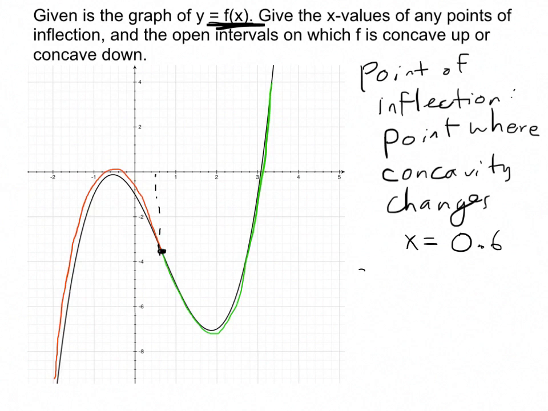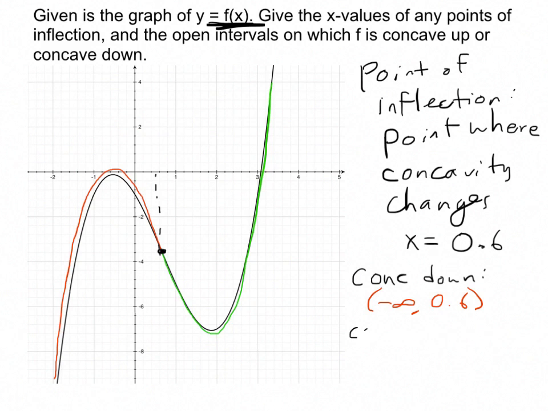Where is this function concave down? Well, it seems to be concave down from negative infinity all the way over to this 0.6. So concave down, I should use the appropriate color, it's concave down between negative infinity and 0.6.